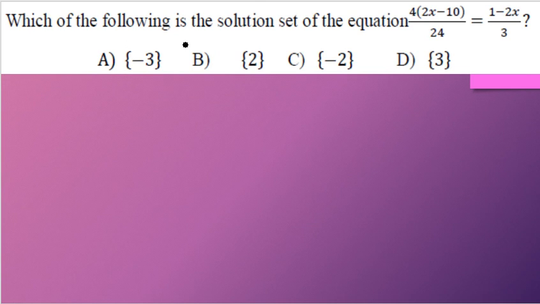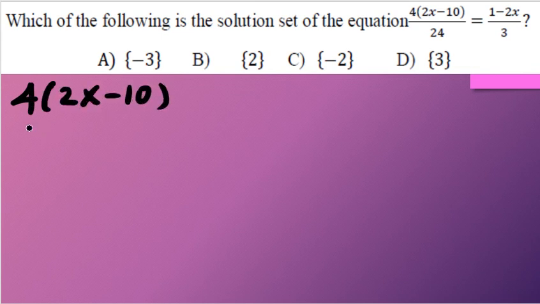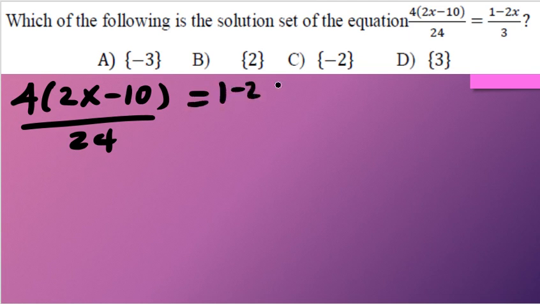Okay, the next question, which one of the following is the solution of the equation? Okay, it's again linear equation, but it has denominator. So 4 in bracket 2x minus 10 the whole over 24 is equal to 1 minus 2x the whole over 3. First of all, what is the LCM? Because this kind of linear equation will be solved by LCM method. It's better. Try to observe the denominators, both sides.